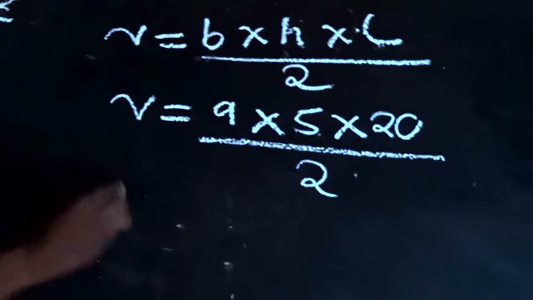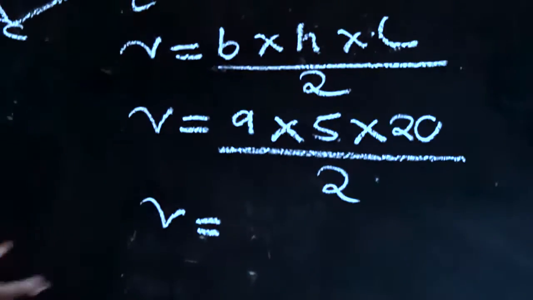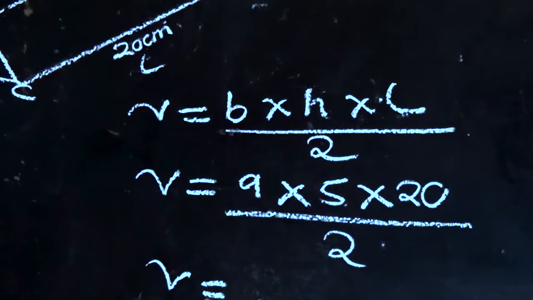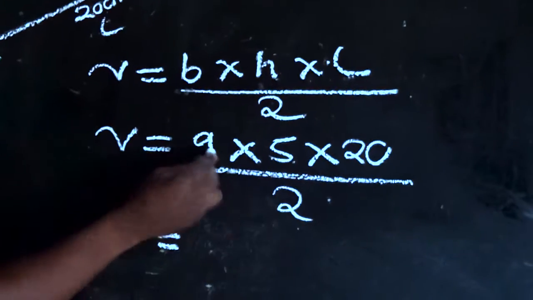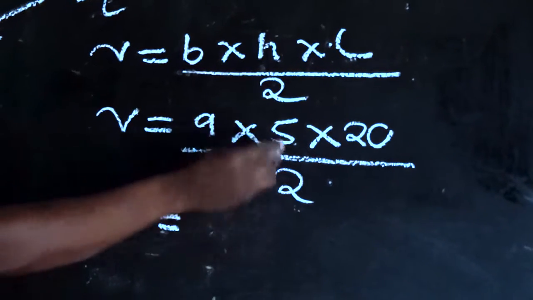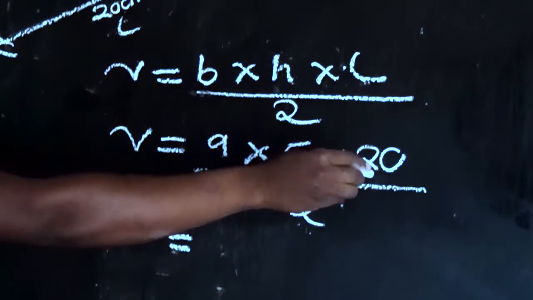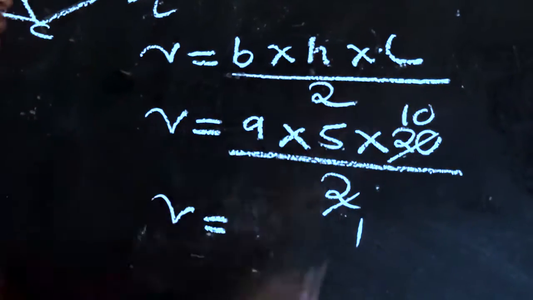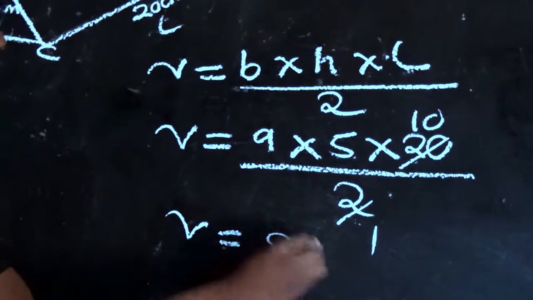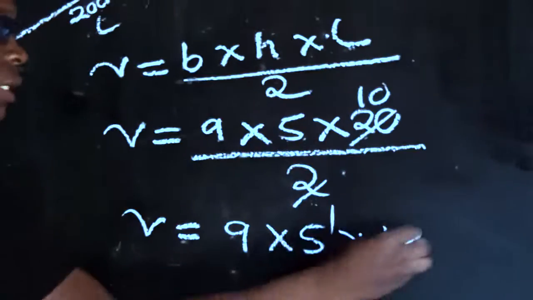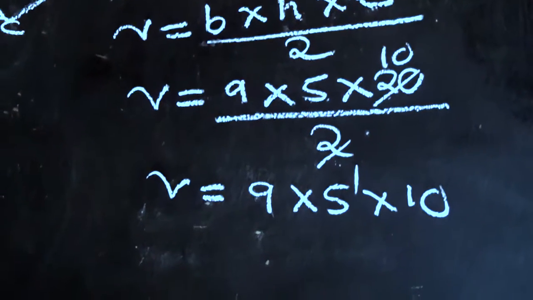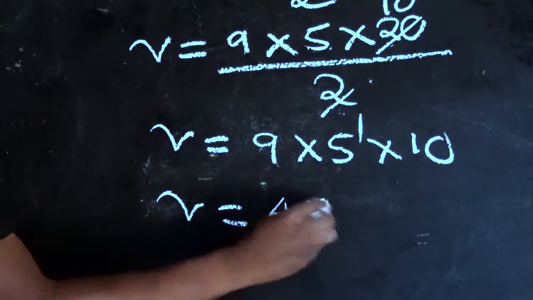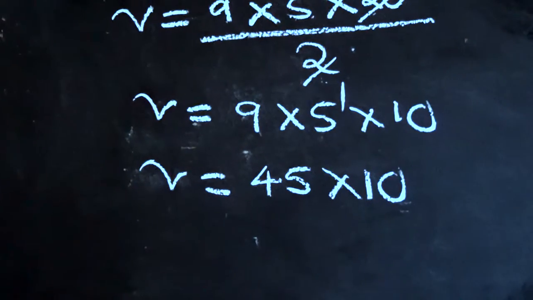Then the volume is equal to... In this case, better you just reduce this number. How can you reduce? Can 2 go into 9? No. Can 2 go into 5? No. Can 2 go into 20? Yes. So 2 into 2, 1. 2 into 20, 10. So what we have is 9 times 5 times 10. Are we together, people? Then the volume is equal to 5 times 9 is 45, times 10. Are we together?